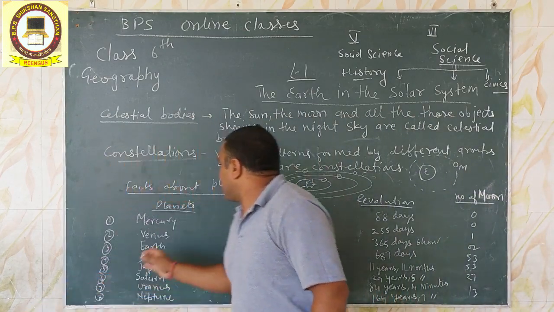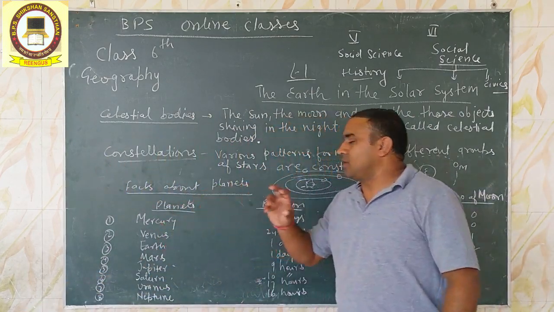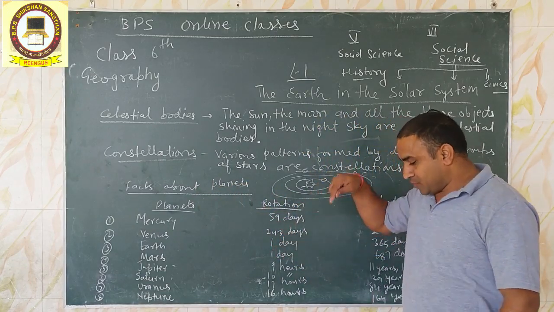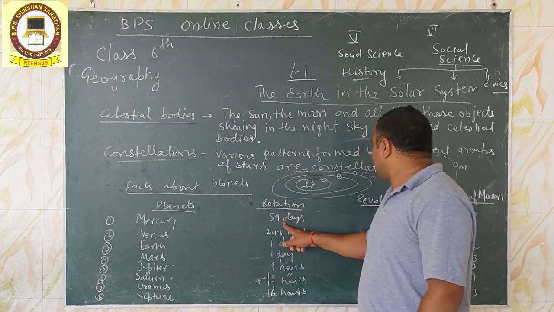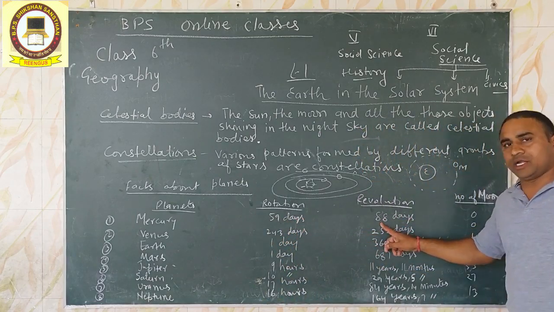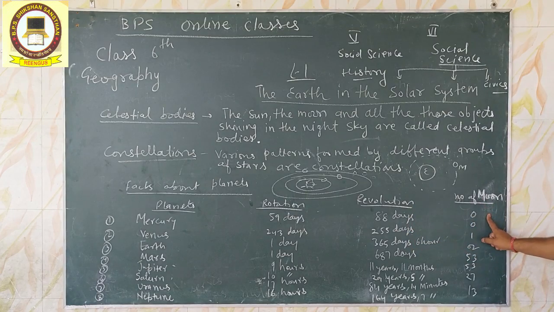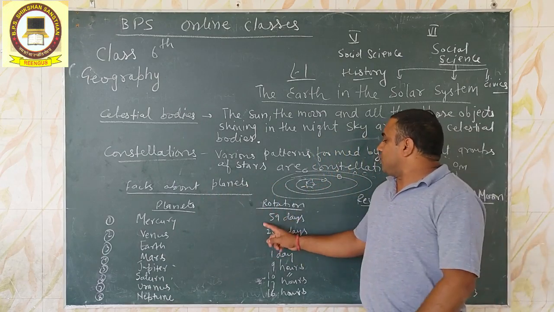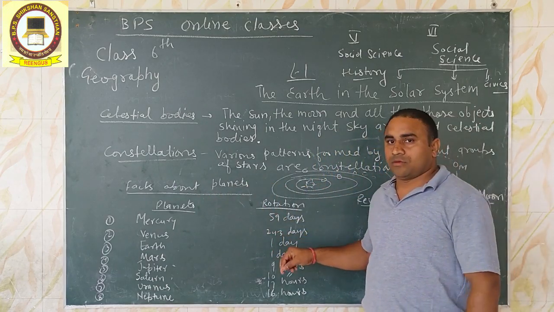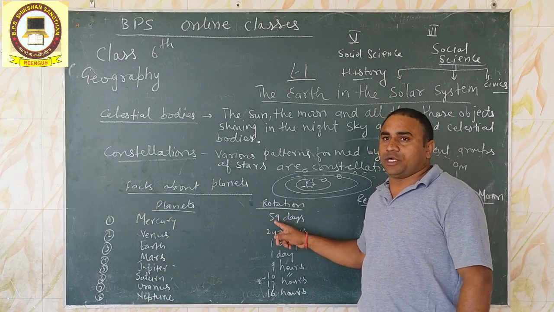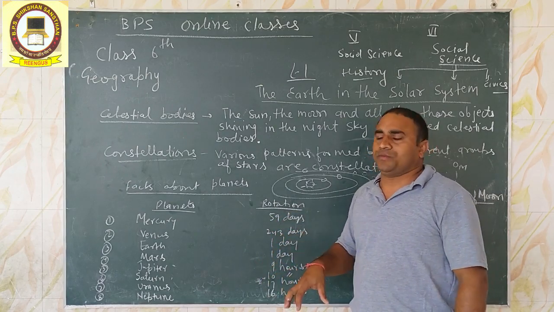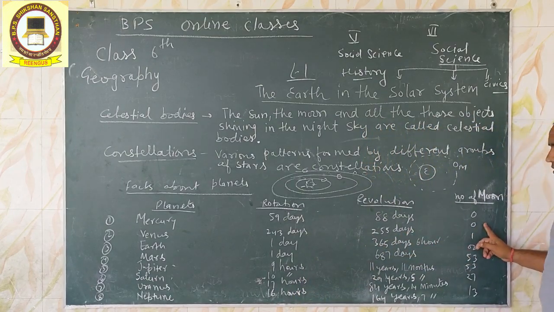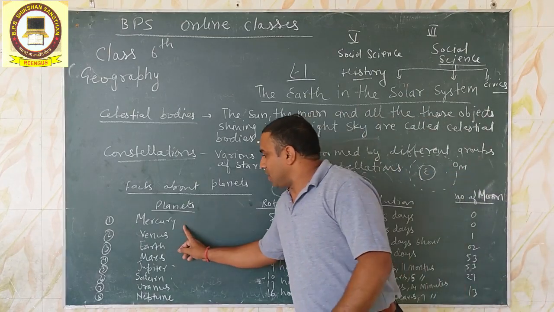Now come to the planets. Mercury's rotation is 59 days. It means it spins on its own axis in 59 days and completes the revolution in 88 days. It has no moon. Remember, it has no moon. Now second is Venus. Venus takes 243 days for rotation. It means very slow. And revolution is 225 days. It also does not have a moon.